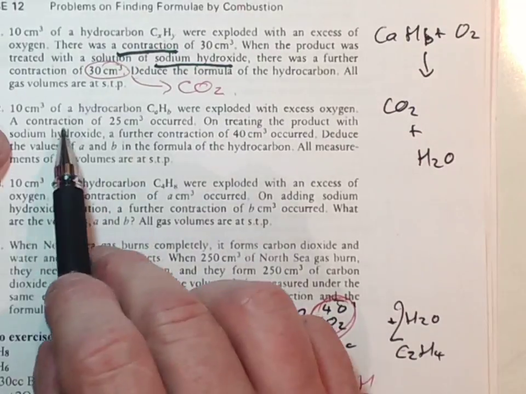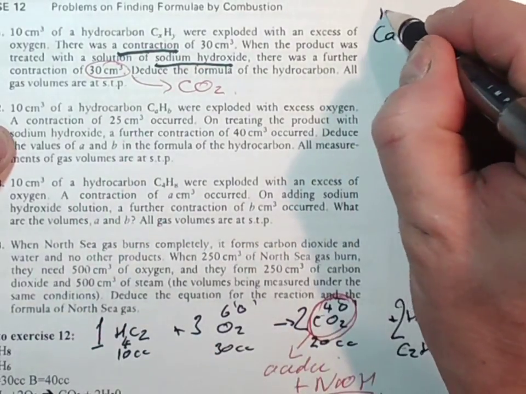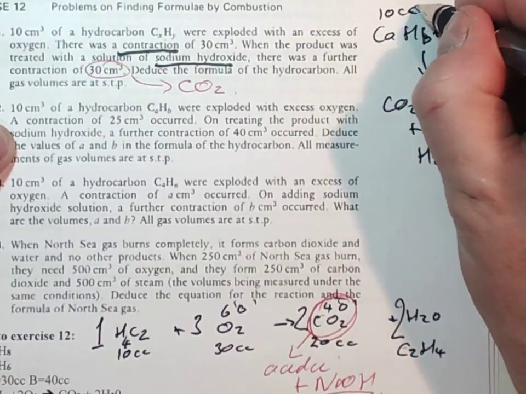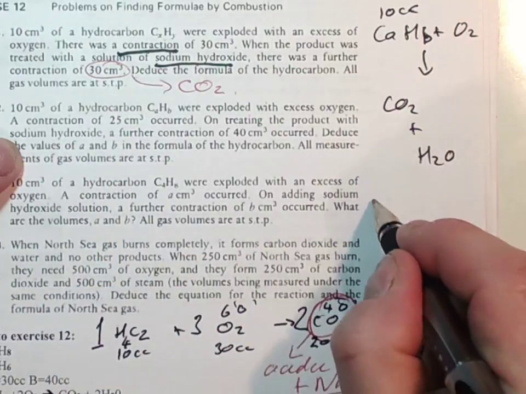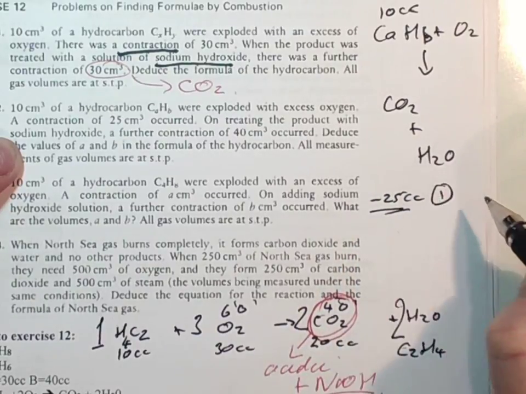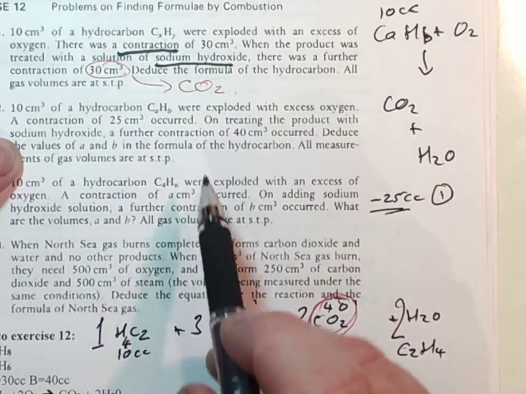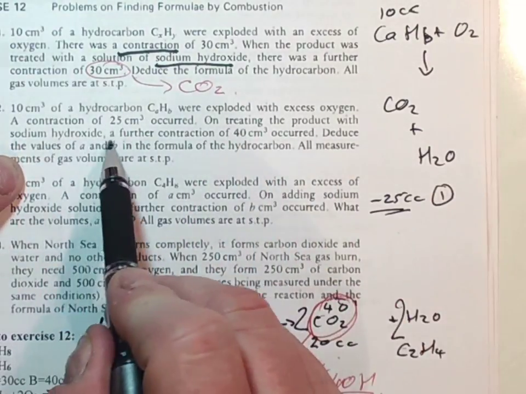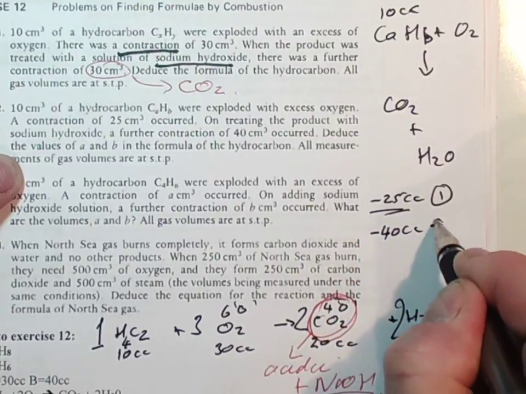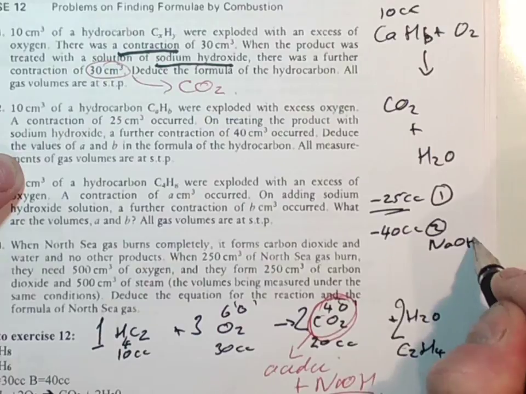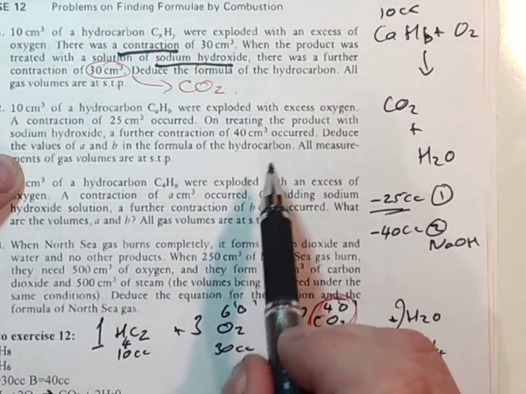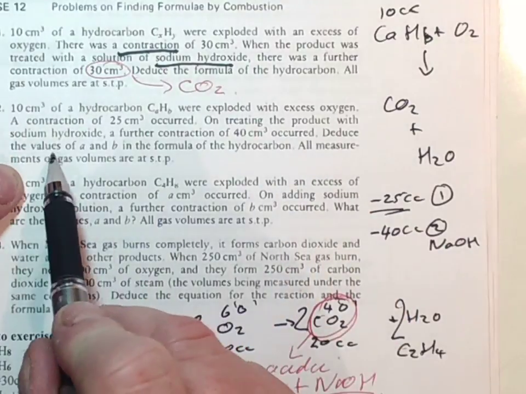Okay, so we've 10 cc's of the hydrocarbon, and again I like that because that means we've probably got a ratio of 1 to something of the others. Okay, we had a contraction of 25 cc, so we'll just make a wee note of that. Contraction, we'll say that's contraction number 1. Okay, on treatment of the product with sodium hydroxide, we had a further contraction, so we have a contraction of 40 cc's, which is number 2, and I'll just write, because I like making sure we annotate our calculations as we go along. Okay, 40 cc's with the sodium hydroxide, we've got to get the values.